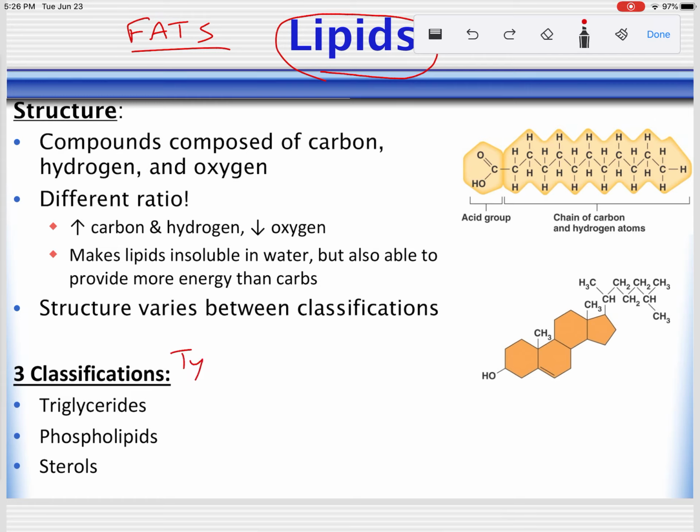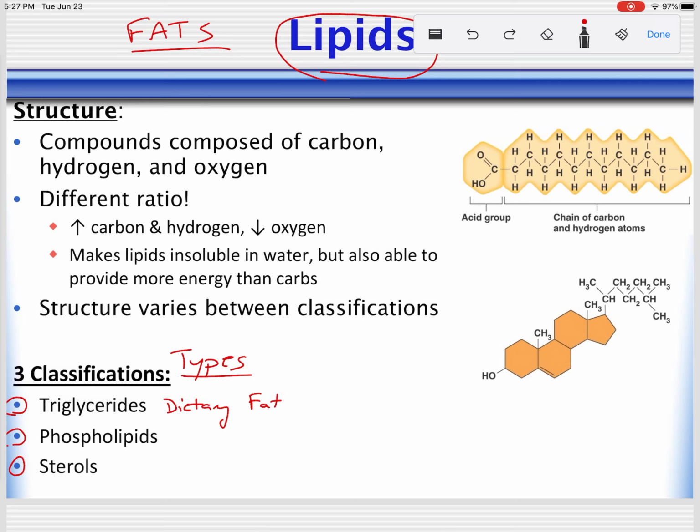Let's start with those three types of fats or three classifications. One type of lipid is a triglyceride. This is what you think of as a fat. It's our dietary fat. It's the fat that's in that fried chicken. It's the fat that's in the Big Mac. Not that you would ever eat a Big Mac, though, right? But we also have two other types of lipids that we're going to talk about.